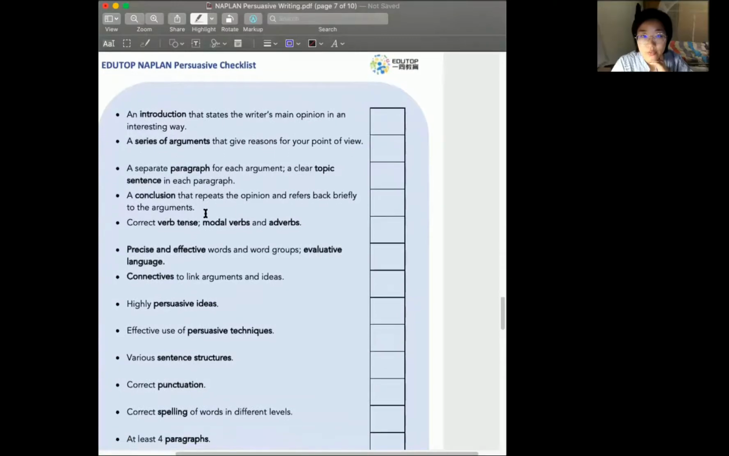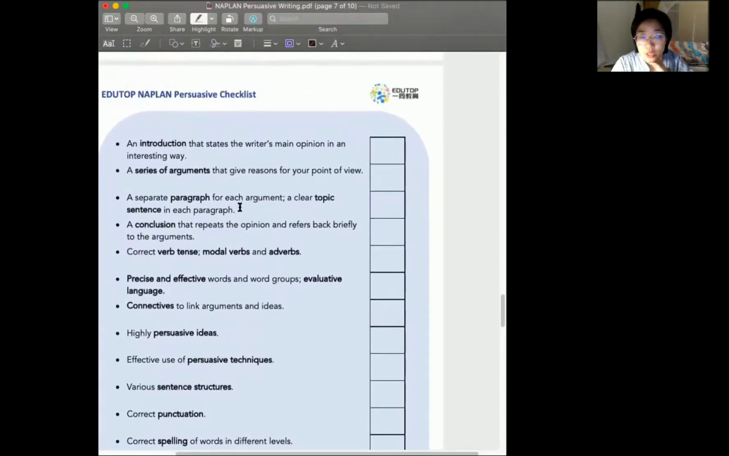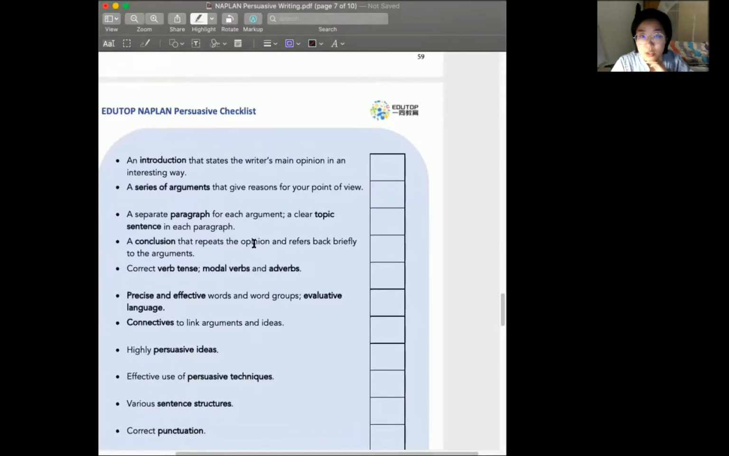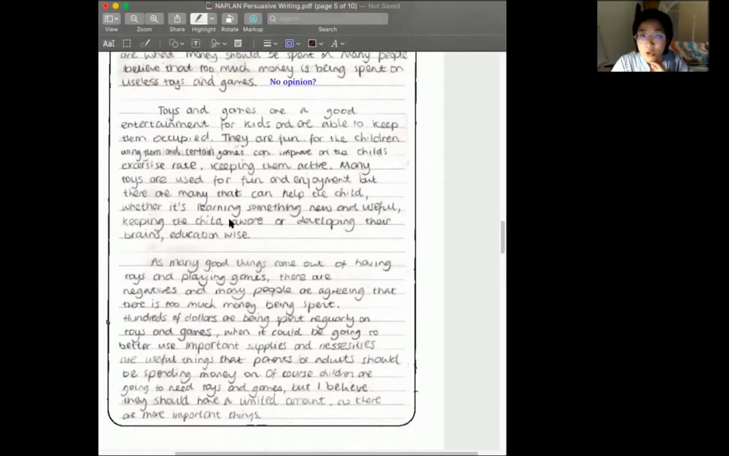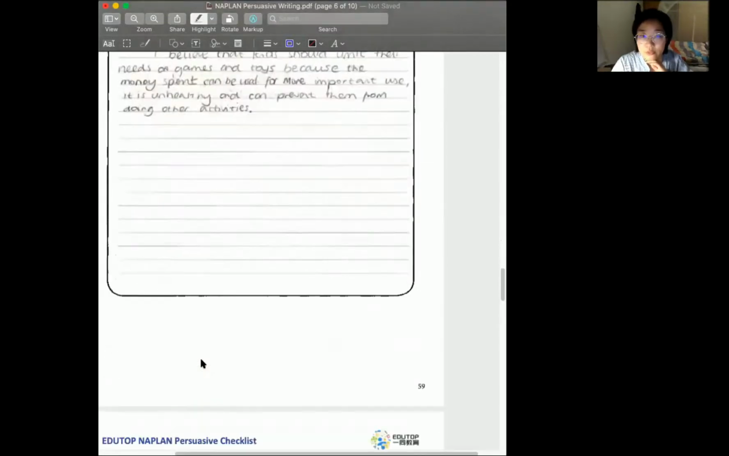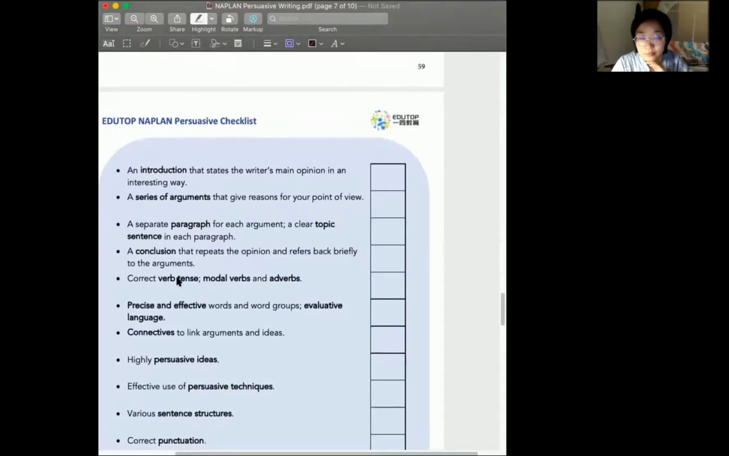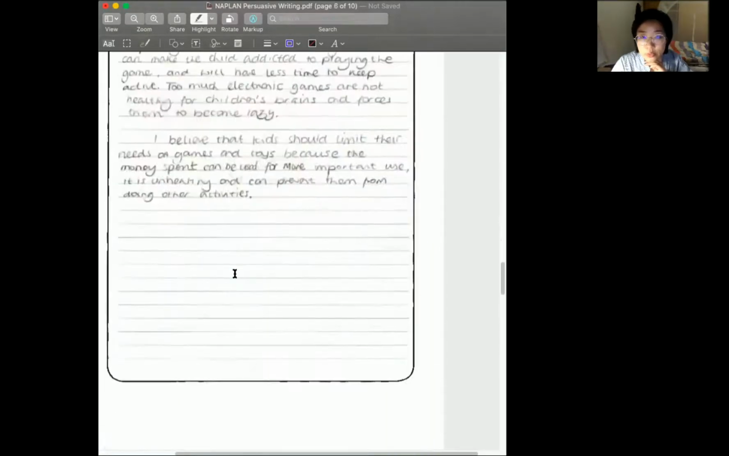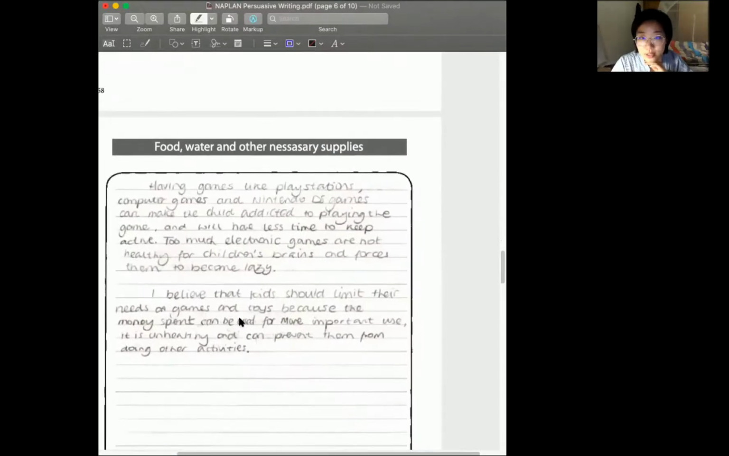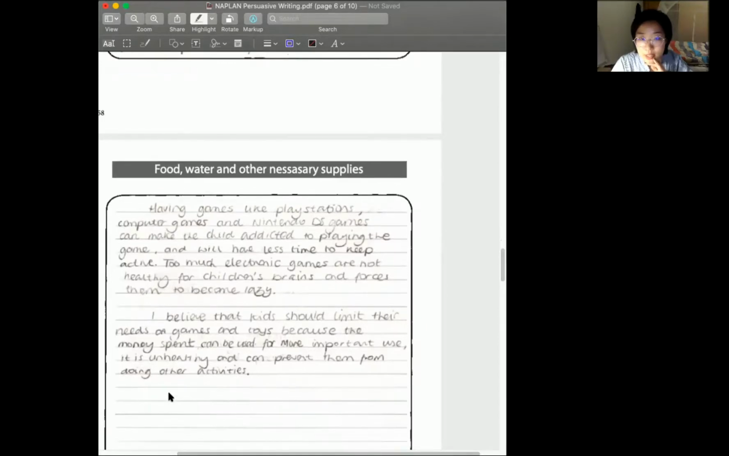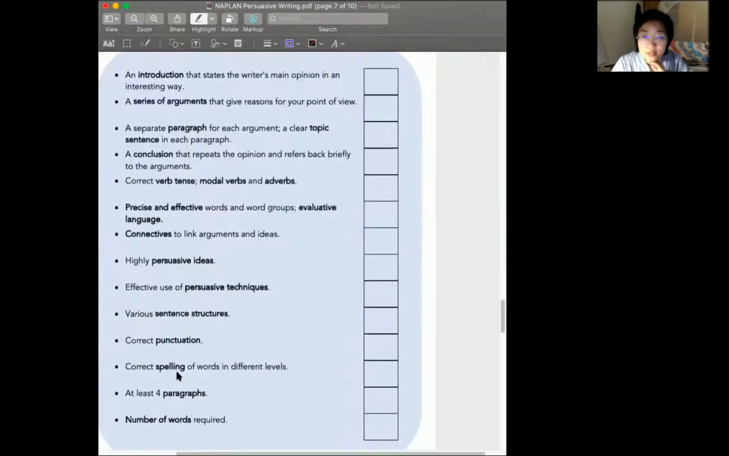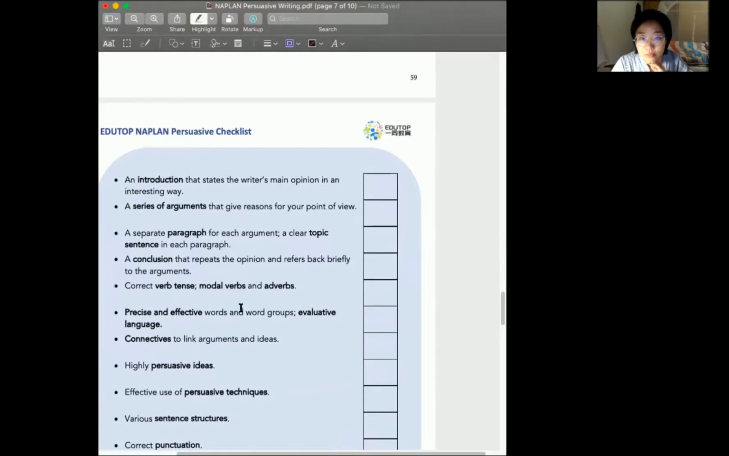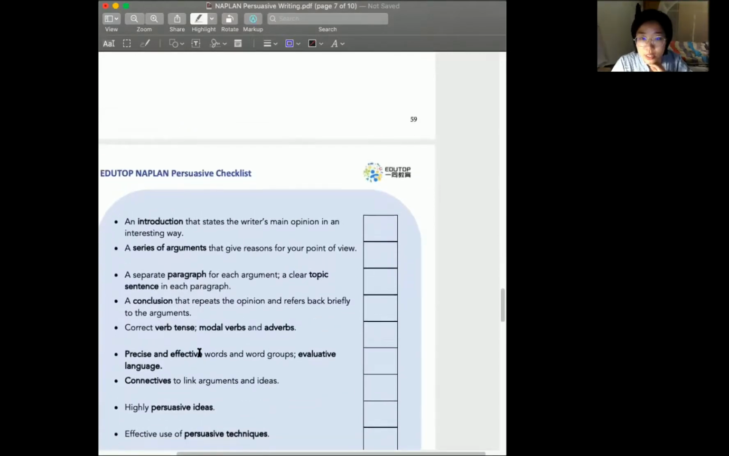We do have a series of arguments. A separate paragraph for each argument, yes, it is separate. A clear topic sentence, yes. Just what I read before were topic sentences in each paragraph. It's at the very beginning, easy to find. Conclusion, do we have a clear conclusion? I think we do. This conclusion clearly summarizes each one of the arguments and restates the opinion. So good. Correct verb tense, yes, it's all in present tense.